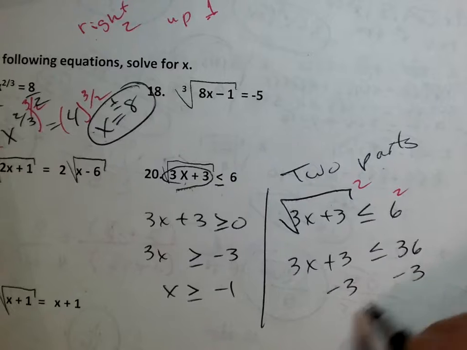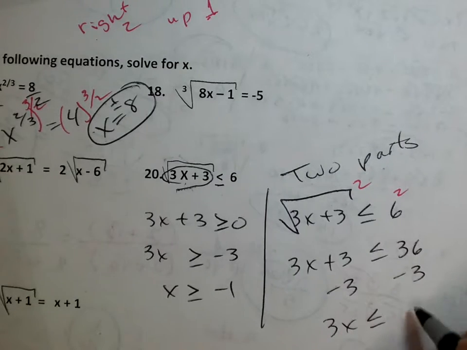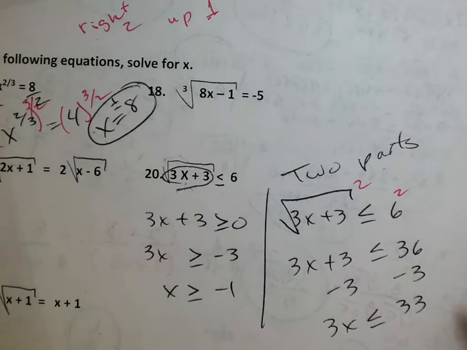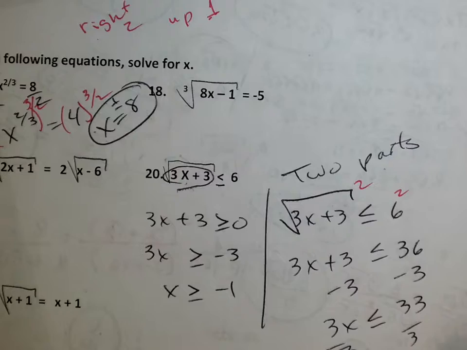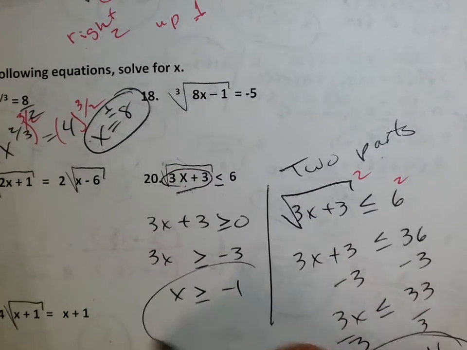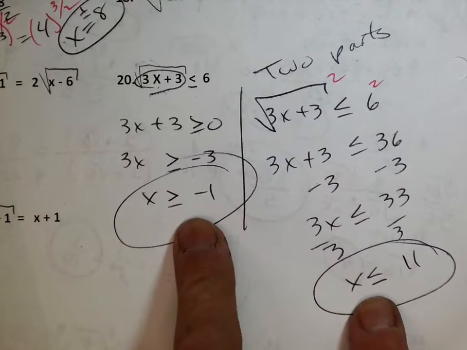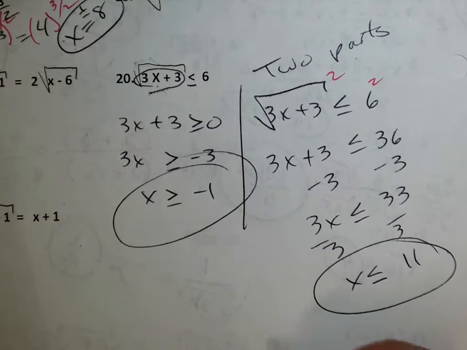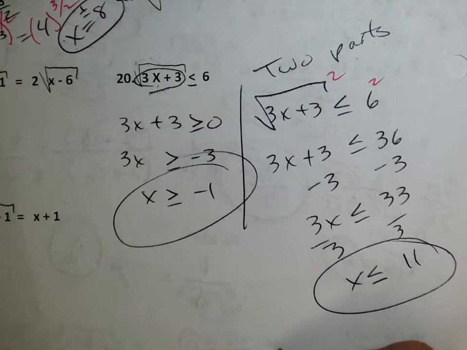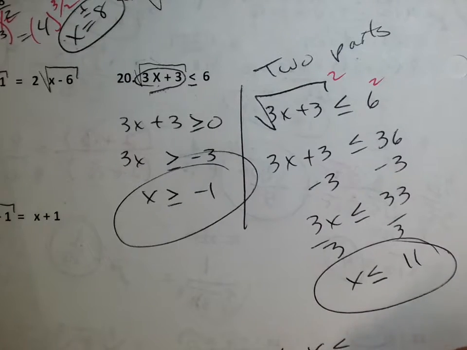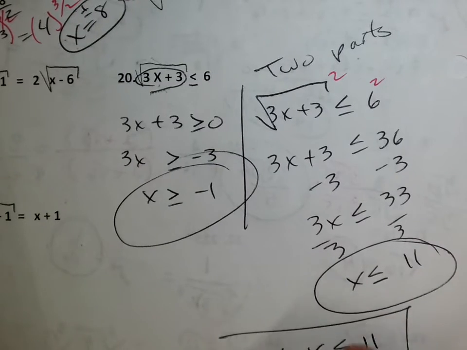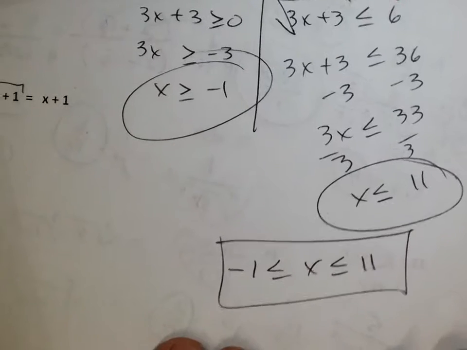Minus 3, I've got a 3x is less than or equal to 33. Divide by 3. I've got an x is less than or equal to 11. Now, I have two parts. And if you want to write it like that, but I need both parts, that's fine. A better way to write it is like this. Negative 1 is less than or equal to x, which is less than or equal to 11. That's a better way to write it. And it does say both.